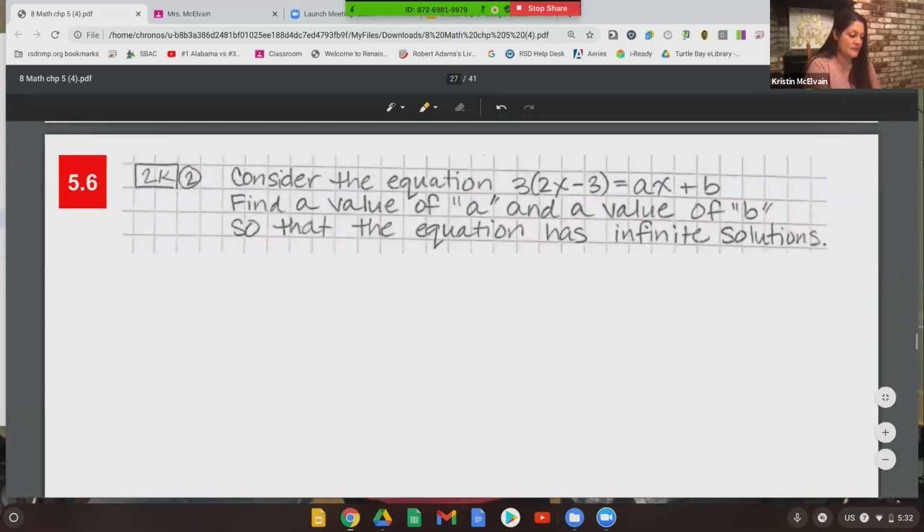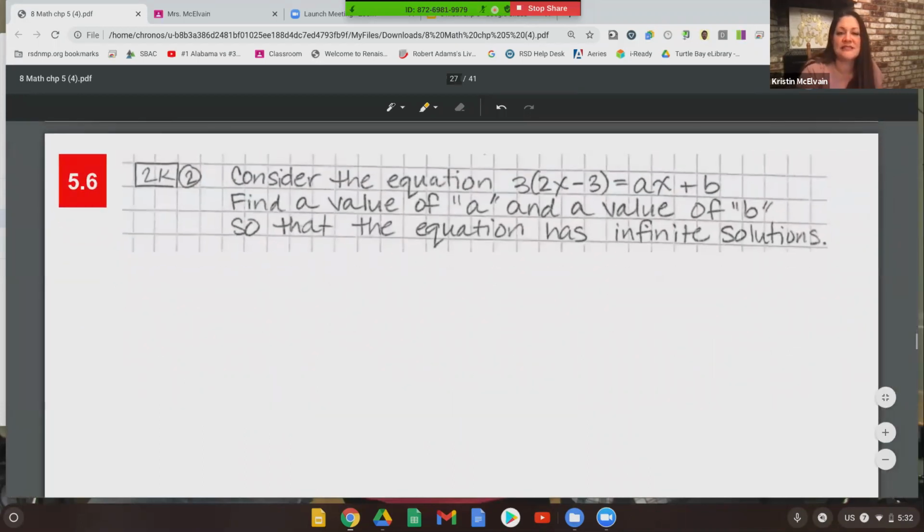Move on to number 2. Number 2 says, consider the equation 3 times (2x minus 3) equals ax plus b. Find a value of a, and a value of b so that the equation has infinite solutions. So we need them to be equal on both sides of the equal sign. And what it means is it lays on the same line. They're the same line.